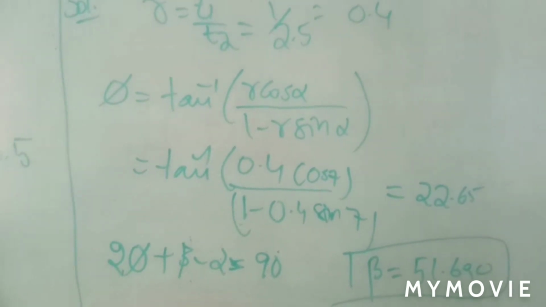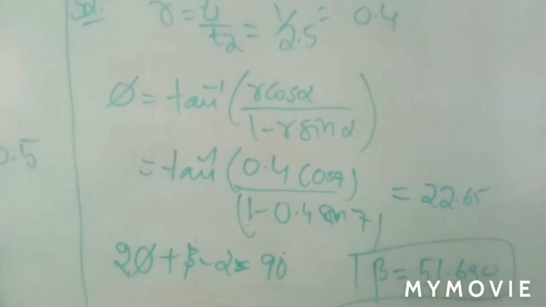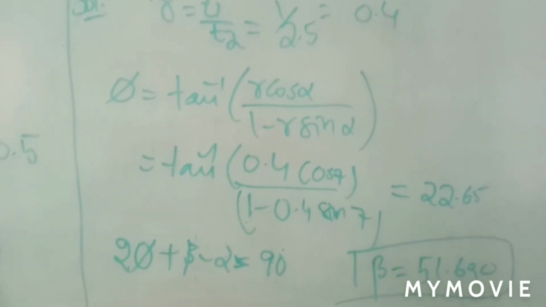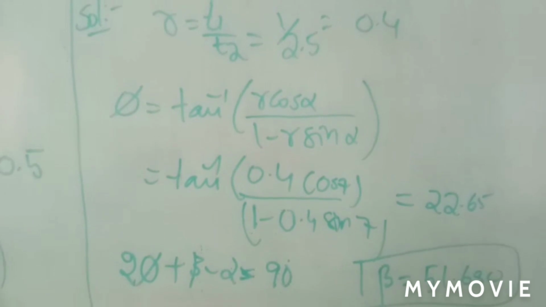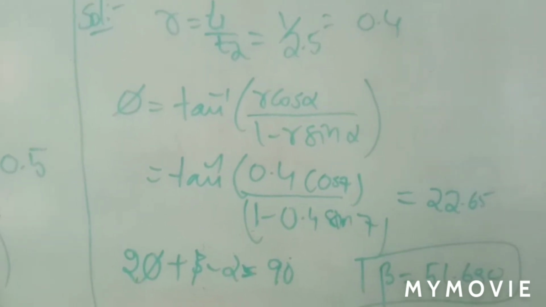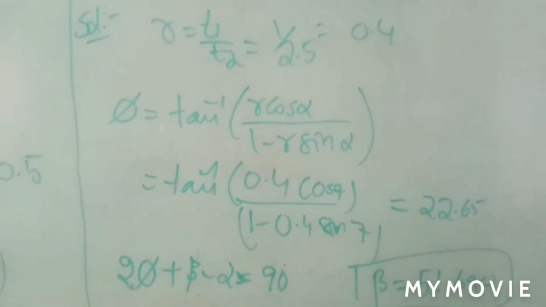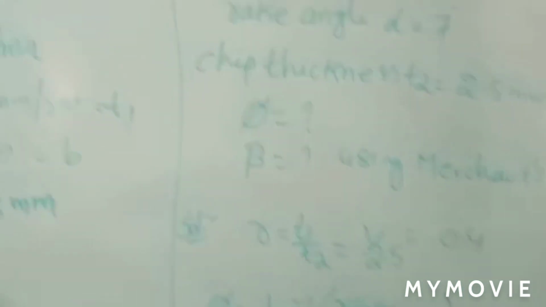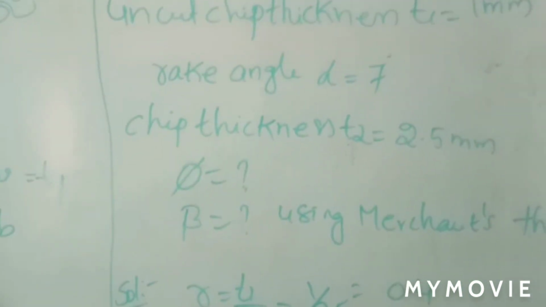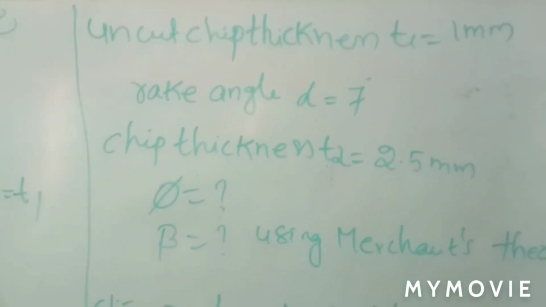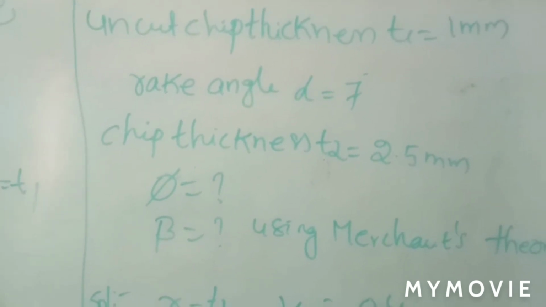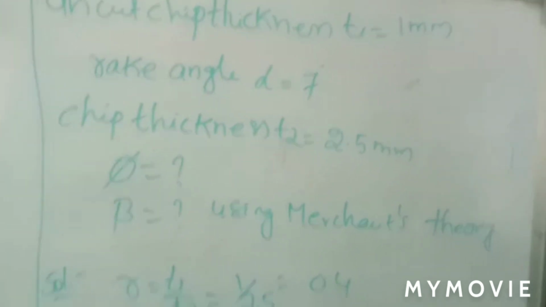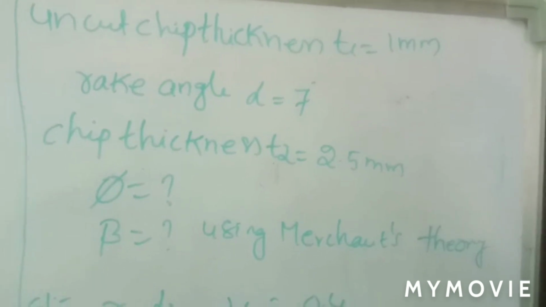Is there another way to find out the value of phi or beta according to your given data? That is very, very important. That is, you have to understand. That means you please observe that in this case, chip thickness T1 value is given and T2 value is also given and alpha value is given. Now by using these relations, is there any possibility?